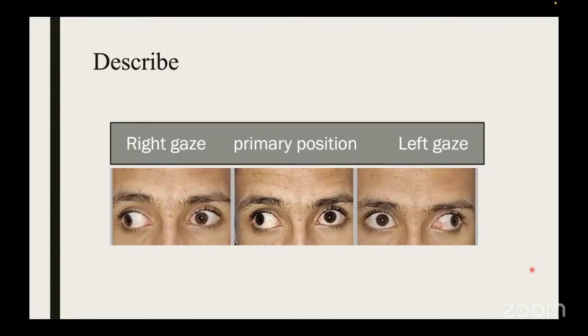The patient in primary position has an exotropia, right? Exotropia of more than 90 or 100 prism diopters by the Hirschberg. On the right gaze, there is a limitation of the adduction of the left eye. And on the left gaze, there is a limitation of the adduction of the right eye. Great.